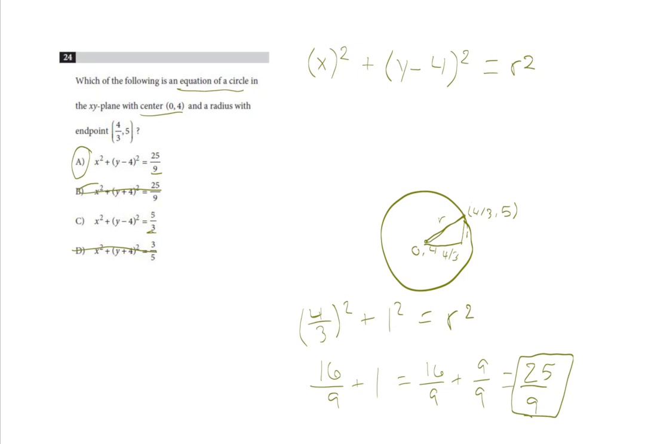If you take a look at C, they've given you 5/3. Some people might think that the equation is equal to radius and not radius squared, so then they take the square root of this number and get 5/3, and then they pick C. But remember, this follows Pythagorean's theorem, and it should equal c squared, which is in our case radius squared, which is why the answer is A.